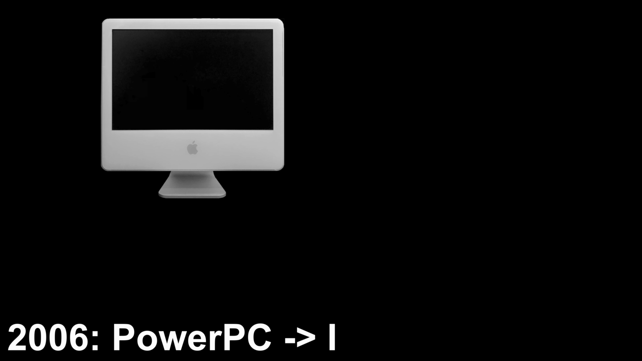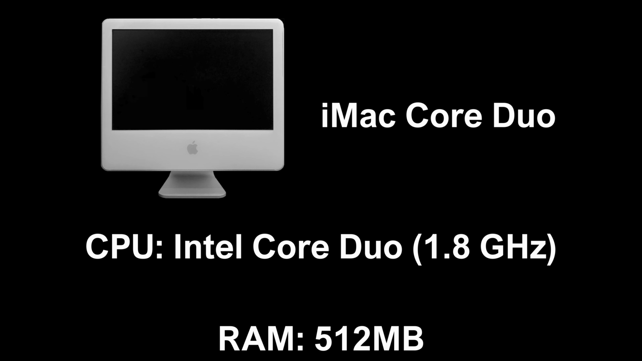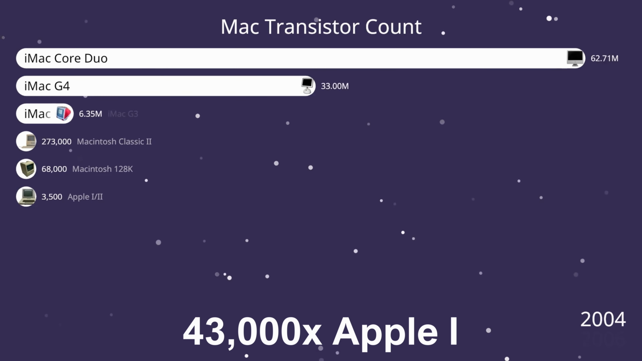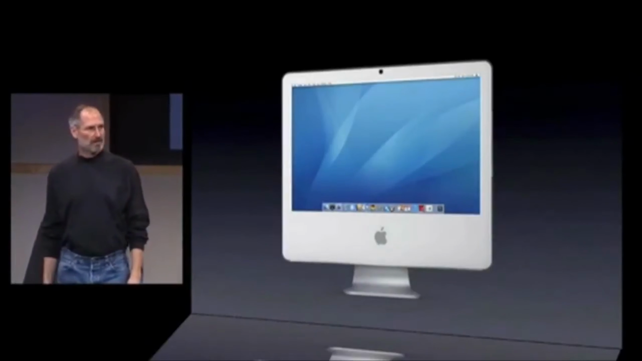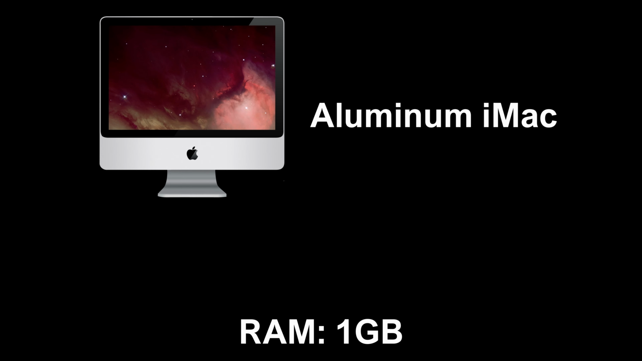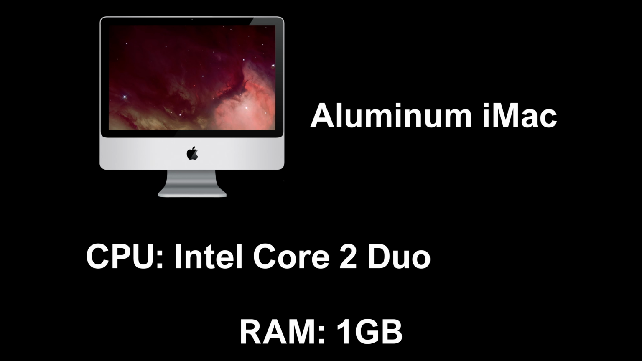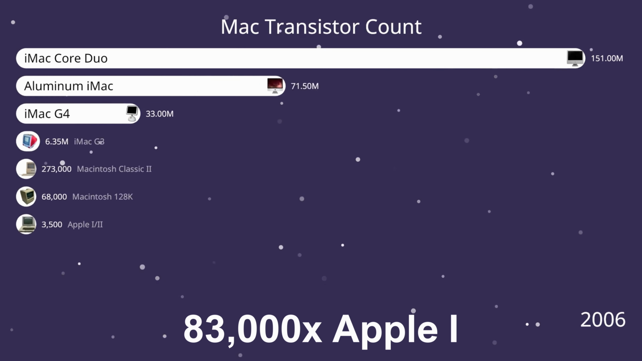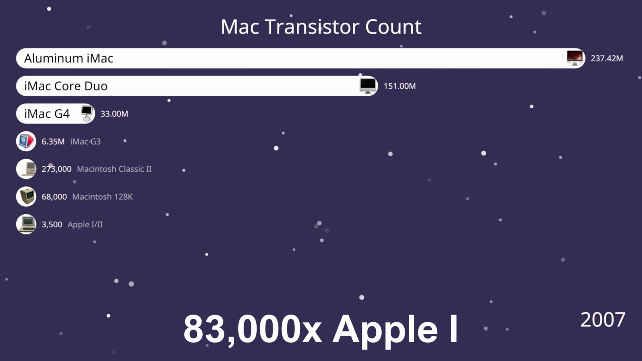In 2006, Apple switched from PowerPC to Intel, and the iMac Core Duo was launched. This had 512 megabytes of RAM and a 1.8 GHz Intel Core Duo CPU, with 151 million transistors, now 43,000 times the number as the Apple I. In 2007, we had the launch of the new aluminum iMac, which was powered by 1 GB of base RAM and the Intel Core 2 Duo, which had around 291 million transistors with a speed of 2 GHz. This is 83,000 times the number of transistors we started with.